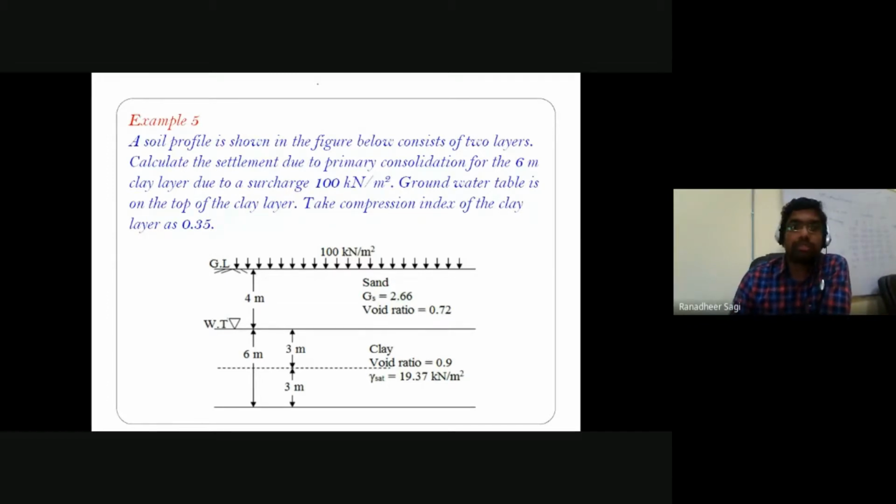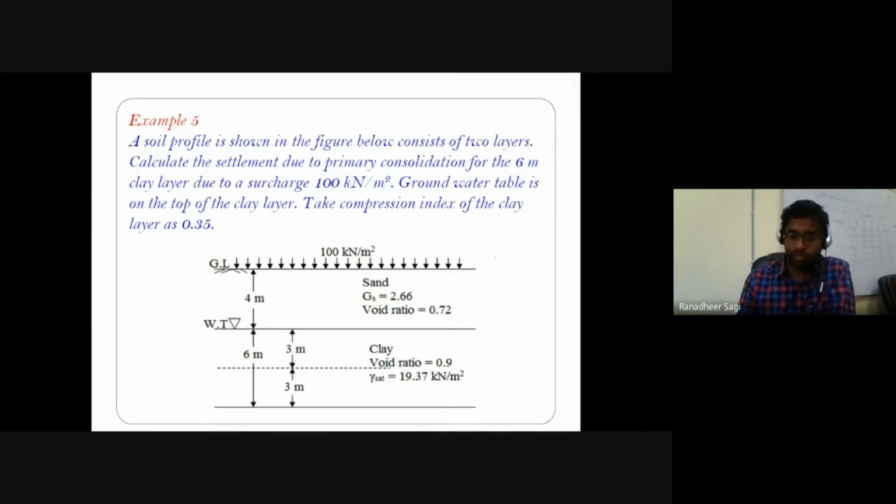So all the data that is given is represented for each of the soil layers. For the sandy soil layer, the specific gravity of soil solids is given, the void ratio is also given, whereas in the case of the clay layer, the void ratio is given and the saturated unit weight of the soil is given. And the water table is said to be existing at the top of your clay layer. So let's go ahead in understanding how to estimate the settlement due to primary consolidation in your clay layer.